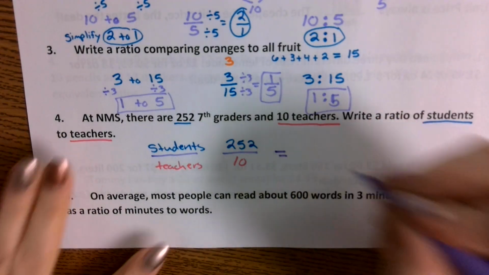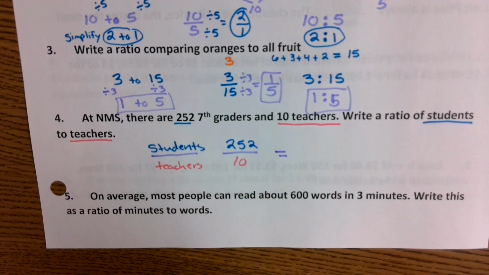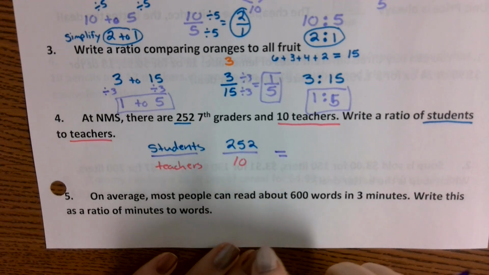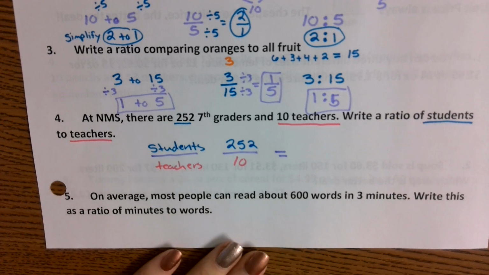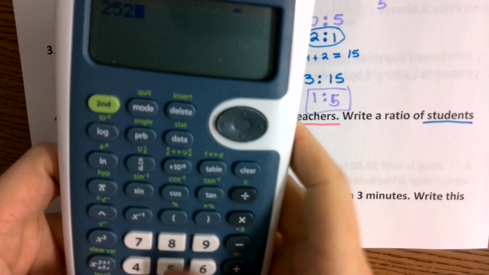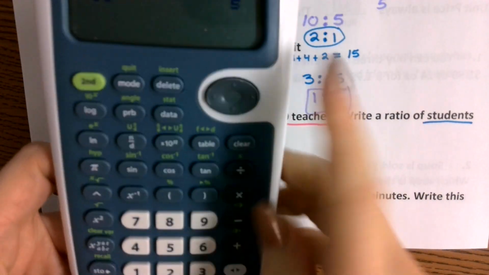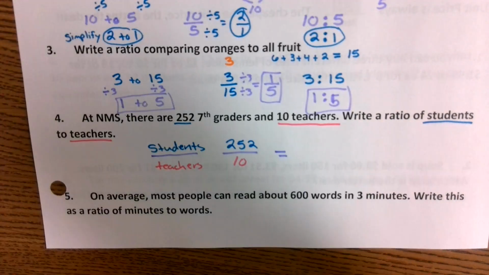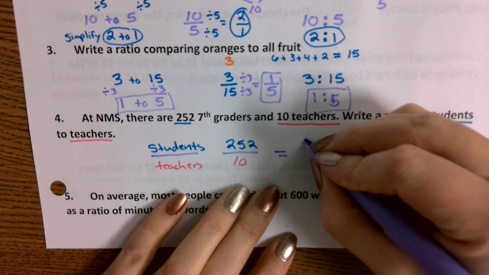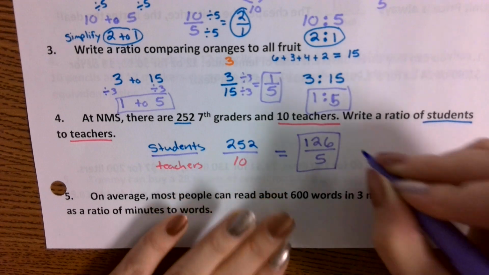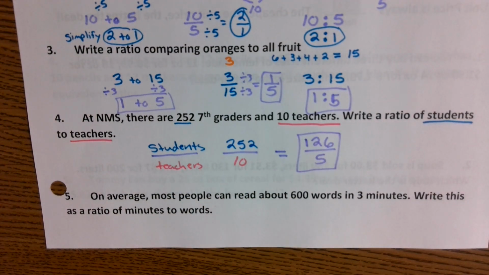What does that simplify to? If you do 252 over 10 and then hit enter, what does it simplify to? As a fraction. You leave it as a fraction. So if we do 252 over 10 and hit enter, all you have to do is hit enter. It's going to simplify here. 126 over 5. Leave it as a fraction. 126 over 5. That's 126 students for every 5 teachers.